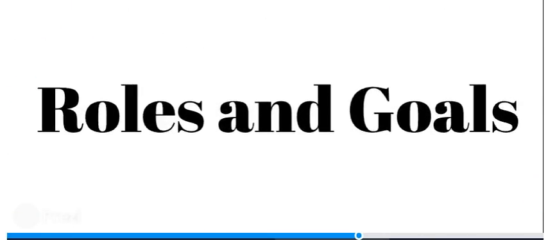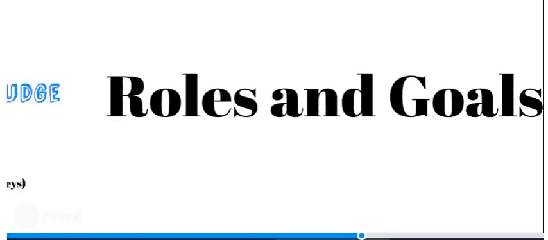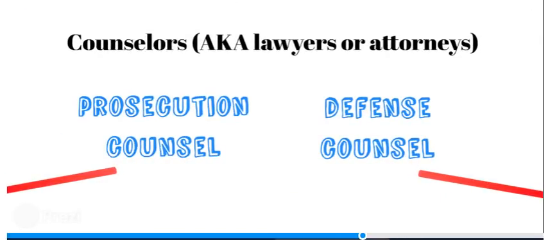All right. Next, we're going to talk about roles and goals. So why are people in this courtroom to begin with? What is their purpose? What are they doing here? We're going to start with counselors. The other names for these are lawyers or attorneys. Okay. We have prosecution counsel and defense counsel.